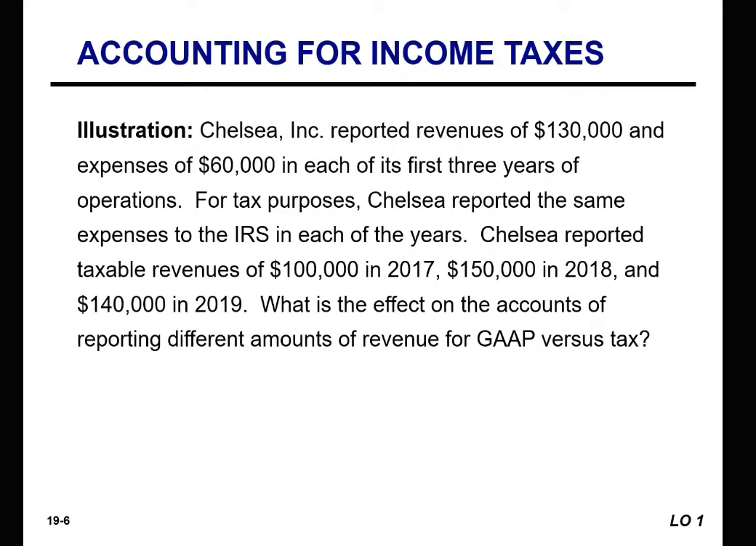So Chelsea Incorporated reported revenues of $130,000 and expenses of $60,000 in each of its first 3 years of operations. For tax purposes, Chelsea reported the same expenses to the IRS in each of these years, but their taxable revenues were different. Their taxable revenues were $100,000 in 2017, $150,000 in 2018, and $140,000 in 2019. So we're going to look at what the effect is on the accounts of reporting different amounts of revenue for GAAP versus tax.